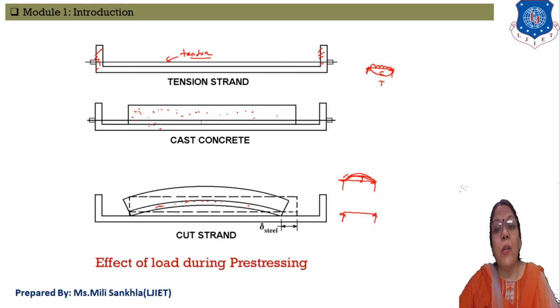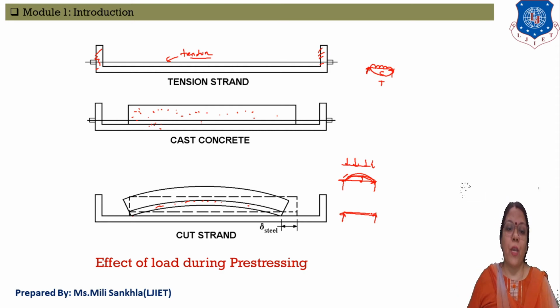Because the deflection of pre-stressed concrete is in this way, upward deflection, and when it is subjected to dead load or self-weight or design load, what happens? This deflection will be straight. That means our member is straight. Okay, this is the effect of pre-stressing.